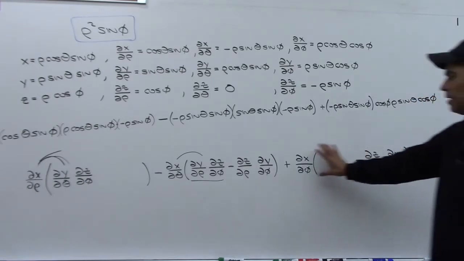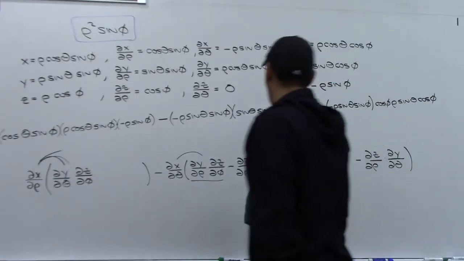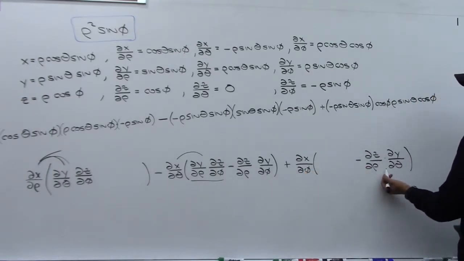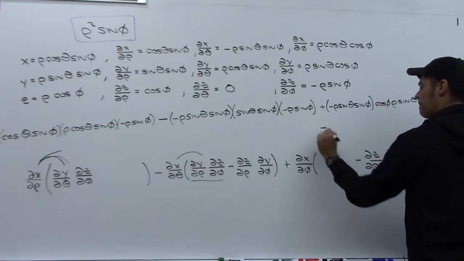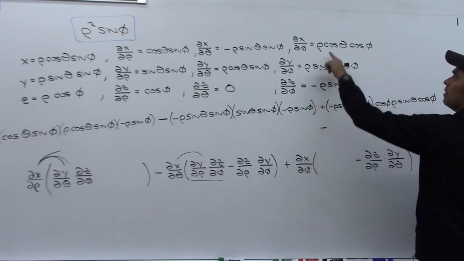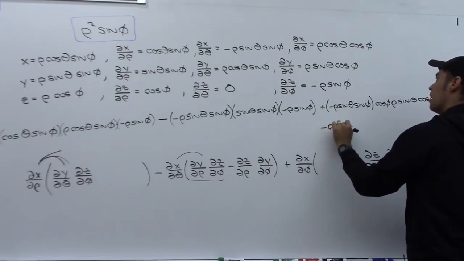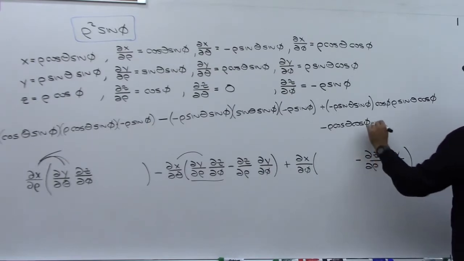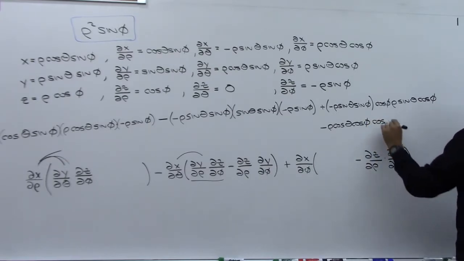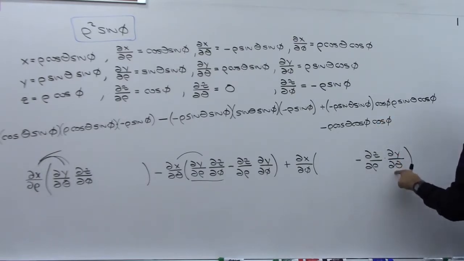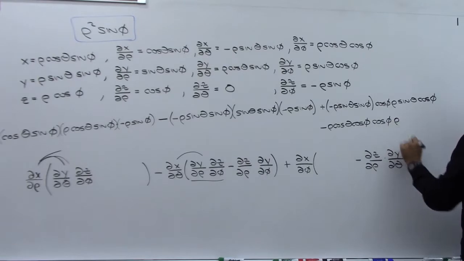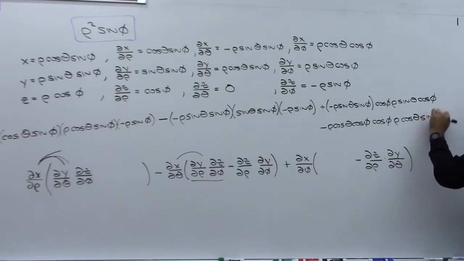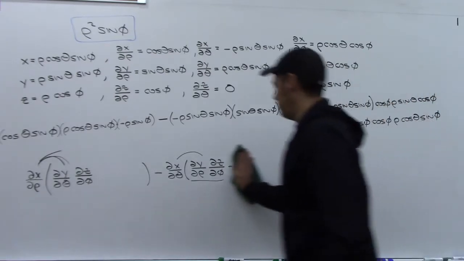And I still have to do this one over here, but I'm out of room. So I'm gonna squeeze it in here. It's going to be this times this. So it'll be negative partial x with respect to phi. Here, rho cosine theta cosine phi times partial z with respect to rho, cosine phi. And then partial y with respect to theta, which is rho cosine theta sine phi. All right, that is it.